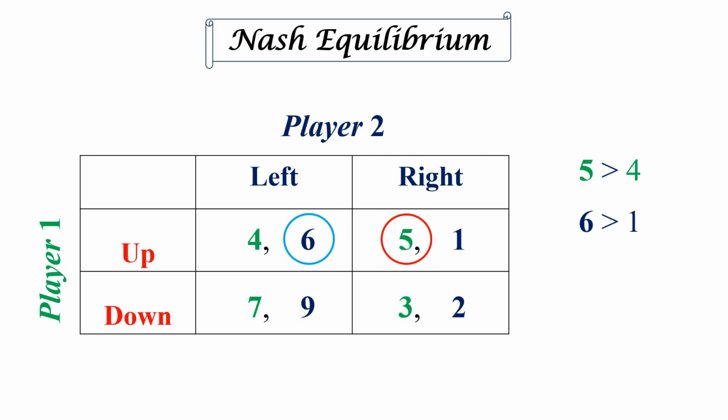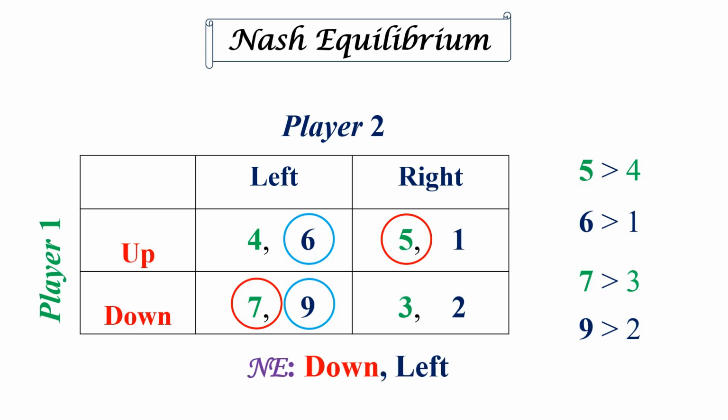In a similar fashion, if player 1 wants to play down, then he is going to play 7 because 7 is greater than 3. At the same time, given the strategy of player 1, player 2 is going to play 9 because 9 is greater than 2. Therefore, in this game, we have down and left as the Nash equilibrium outcome.